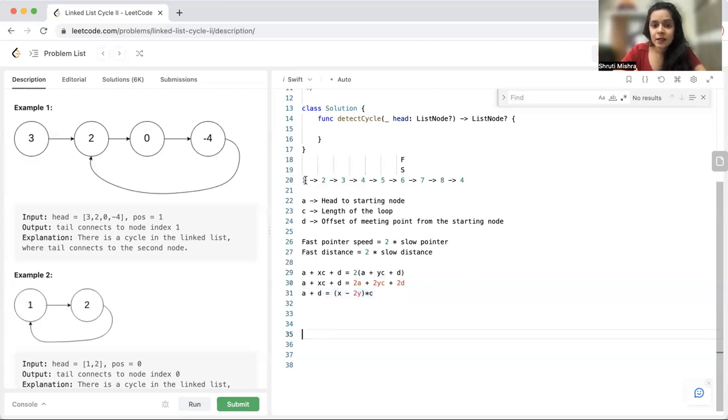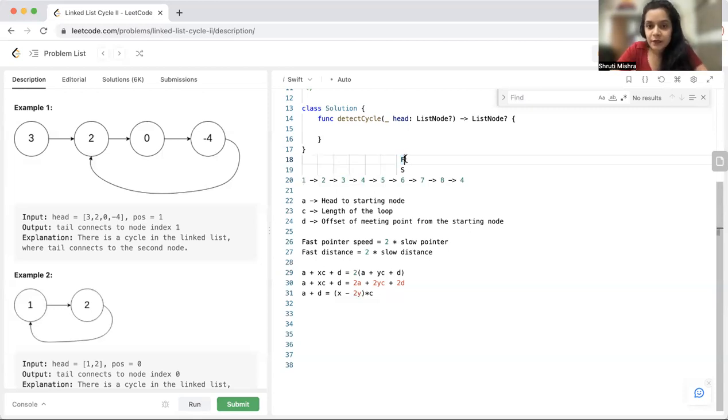So this is the equation, and when you solve for it, what you get is A, which is this distance, plus D, which is this distance, is a multiple of C, the length of the loop. Okay, what does it tell us? It tells us that if at this point you leave the fast pointer here, and you move the slow pointer to the head node, and they both start moving one node at a time, their meeting point is going to be the starting node. I'll prove it to you.